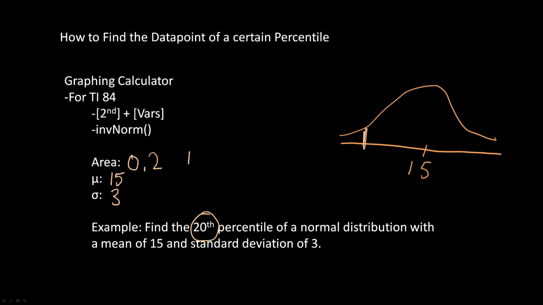So on your calculator, it should look something like this: the inverse norm of 0.2, 15, and 3. And if you click enter, it should come out to something about 12.475. So the data point at the 20th percentile of this distribution right here would be around 12.475.